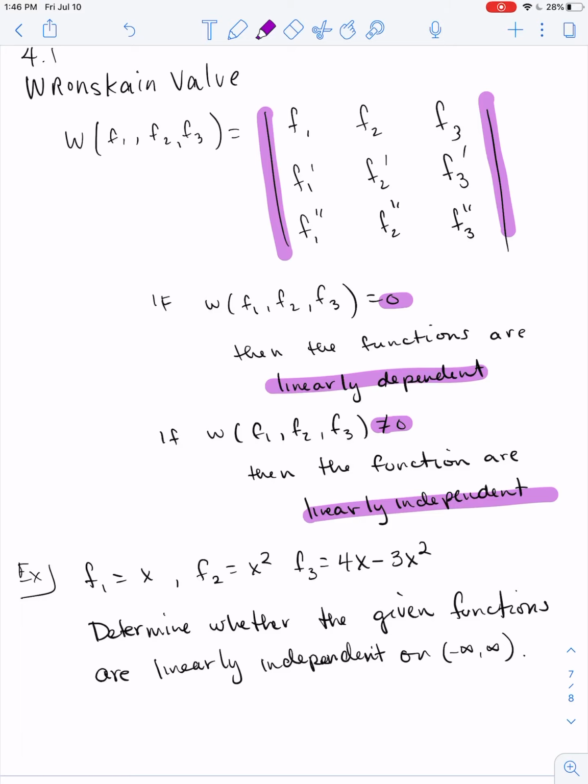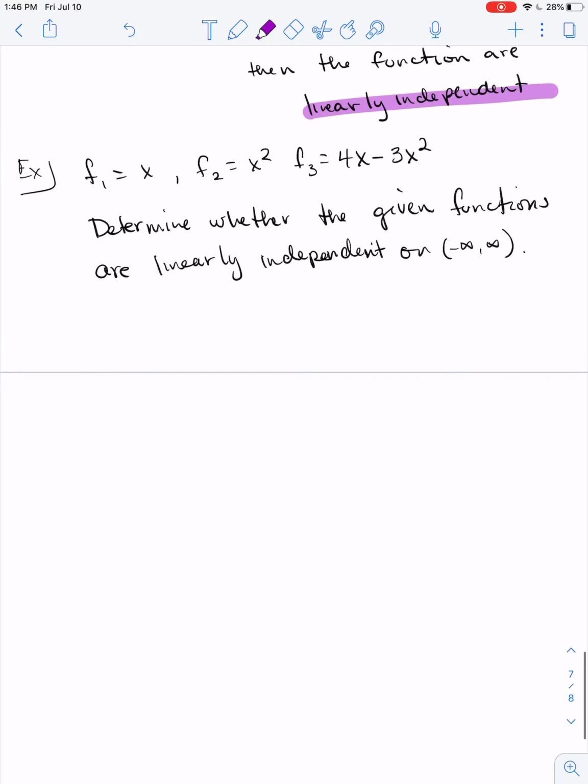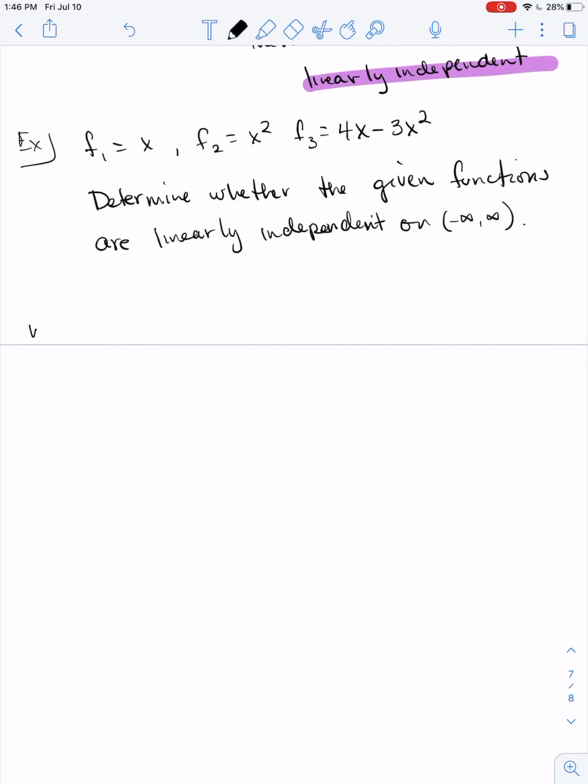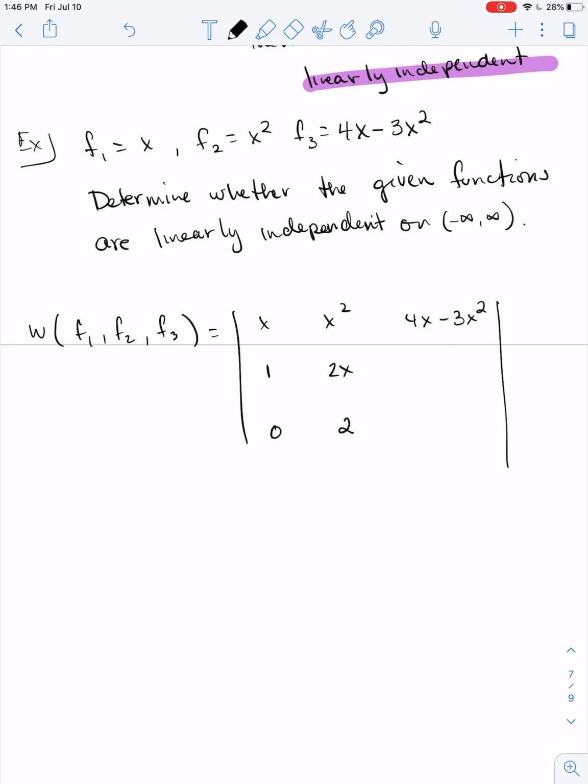Okay, so let me just show you how this process is done. When we set up our matrix, this is just a notation, and you write out all your functions first. It really doesn't matter the order, I'm just going in numerical order. You take your derivative, so the derivative of x is 1, the derivative of 1 is 0. Here you're going to get 2x, the derivative of 2x is 2. Here we get 4 minus 6x, and then we get negative 6.